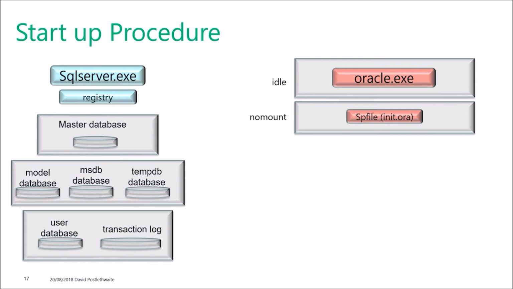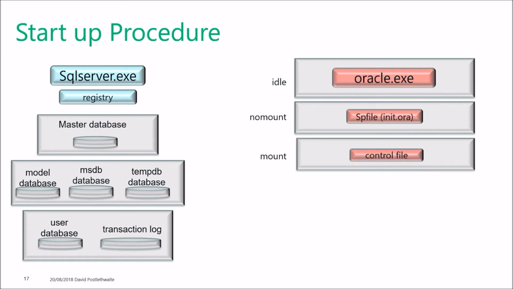The next stage is the mount stage, and here it opens and reads its control file. Now the control file is a binary file that tracks important database information such as the location of the database data files and the state they're in. In the mount stage, Oracle determines the location of the data files but doesn't actually open any of them.